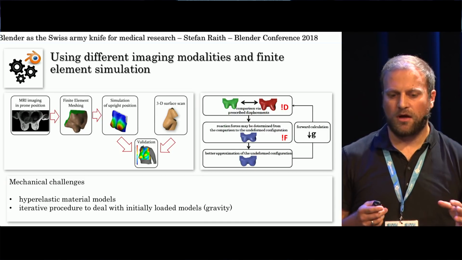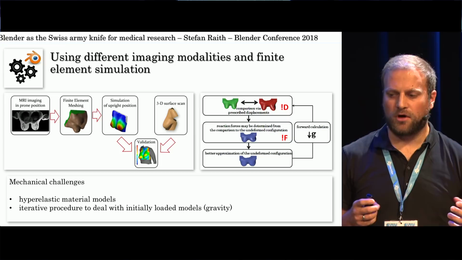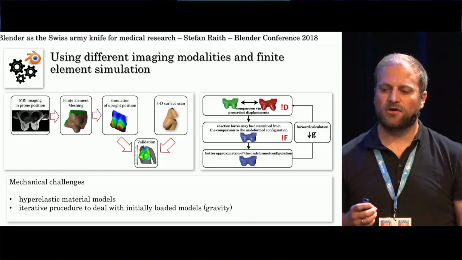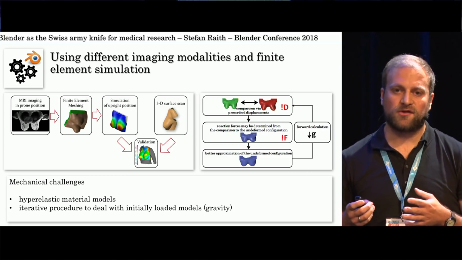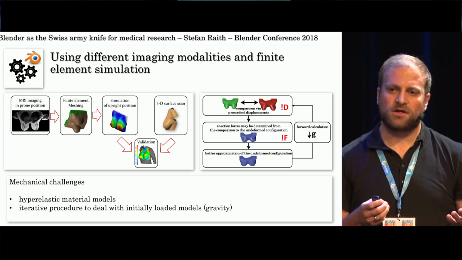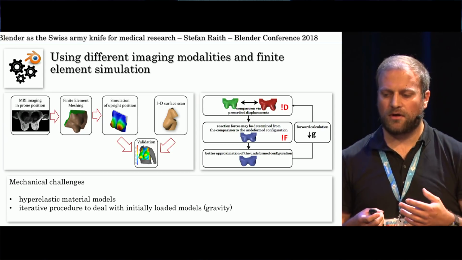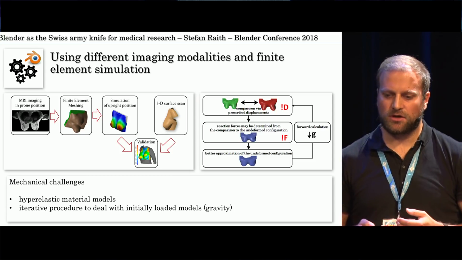We developed quite a complex workflow how to validate our models, and that was especially tricky because we had to deal with hyperelastic material properties on the one hand side, and also with initial deformation of the breast due to gravity. So we had to implement an inverse gravity procedure basically to compensate for the initial deformation.